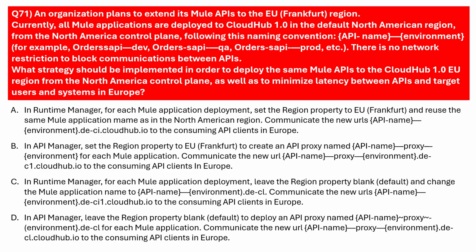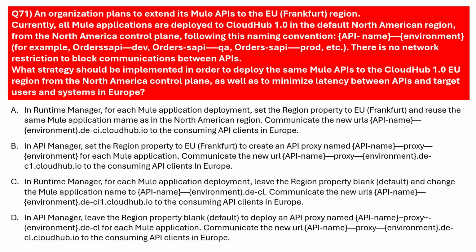C. In Runtime Manager, for each Mule application deployment, leave the region property blank (default) and change the Mule application name to API name-environment-dcl. Communicate the new URLs, API name-environment at ci1.cloudhub.io, to consuming API clients in Europe.